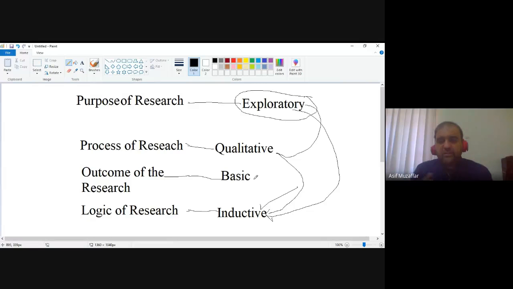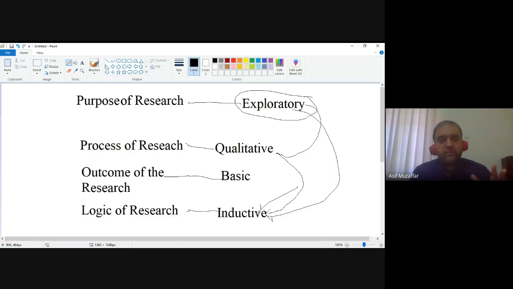So in exploratory research, maybe I haven't seen an applied outcome. It is possible, but I haven't seen it before, because you are not coming up with a solution. You are coming up with a theory. So this theory is actually increasing the knowledge of the people rather than providing them with some solution. So if it is increasing the knowledge, we know that it is basic. So exploratory research, for me, is always basic.